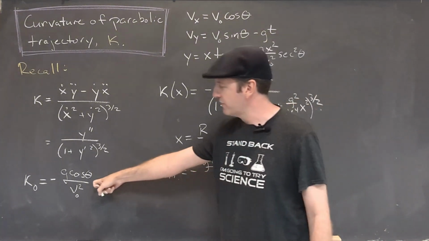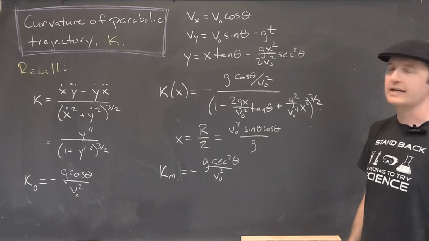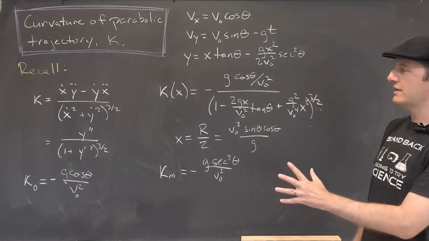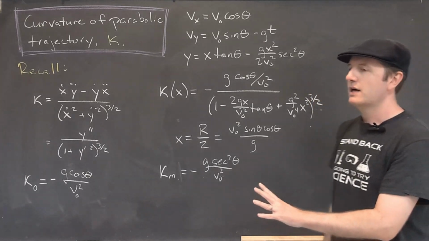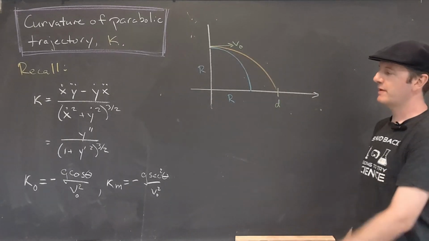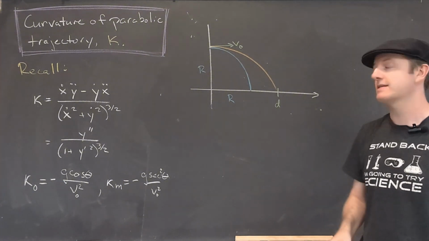Notice it's got a similar form to the launch curvature, but it has a secant squared theta instead of a cosine theta. Okay, I want to do one last thing with this information that we've just found, and let me put that up on the board right now. Okay, let's use this information about the curvature to solve another problem from physics.